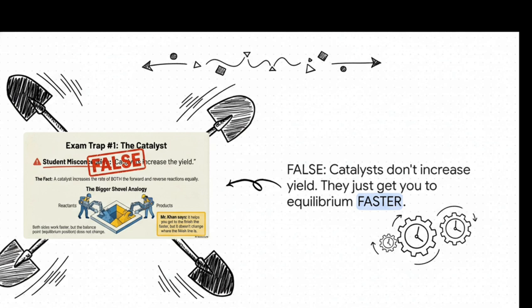That is absolutely false. A catalyst is like giving both of our diggers bigger, better shovels. They both start working way faster, so you get to that balance point, the equilibrium, much, much quicker. But the final position of that balance doesn't change one bit. It just speeds up the forward and the reverse reactions equally.